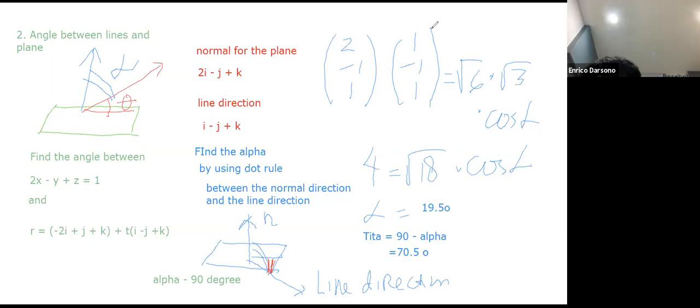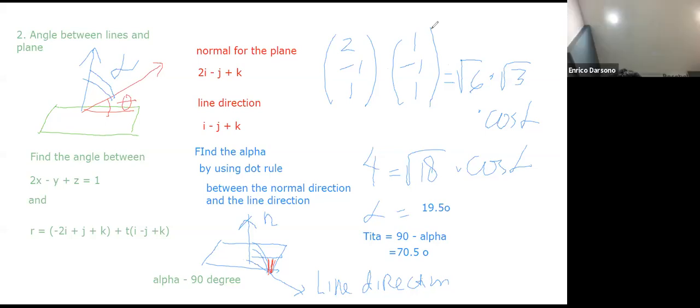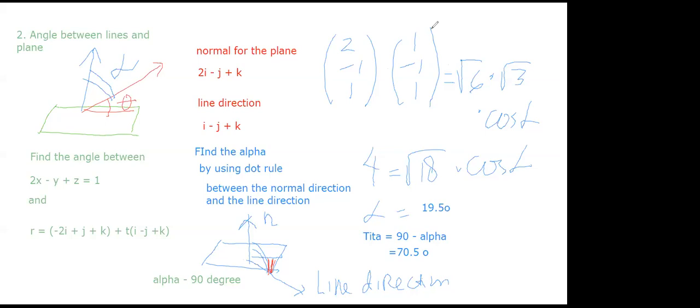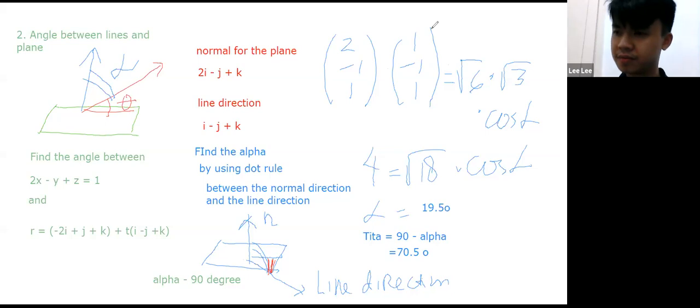So the angle is always acute? No. For some cases, you can get obtuse. If you get obtuse, you have to take the angle minus 90. So the theta will always be acute, right? Yeah, usually we take the acute angle. Okay, no questions.